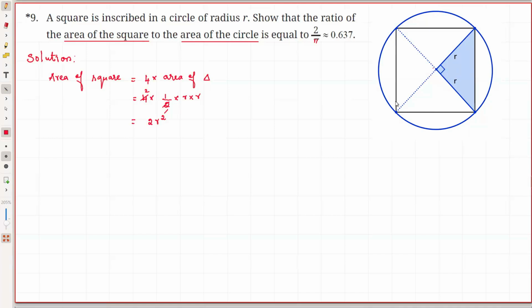Now we have to find the area of the circle. The formula is pi r square. Next one is the area of the circle.